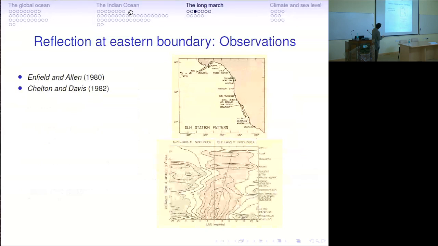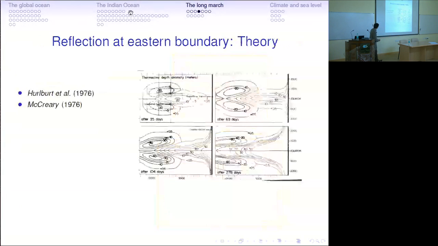The observations came in the 80s. These are from tide gauge data. These are tide gauges on the coast of the United States and Central America. In the tide gauge, you can see this is time, and this is the north-south coordinate from south to north, and you can see that there is a propagation from south to north. But this was in the 1980s. Theory actually preceded it.